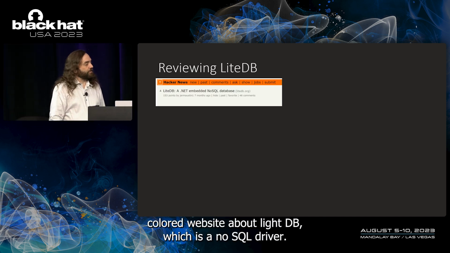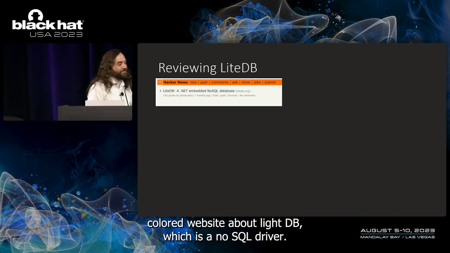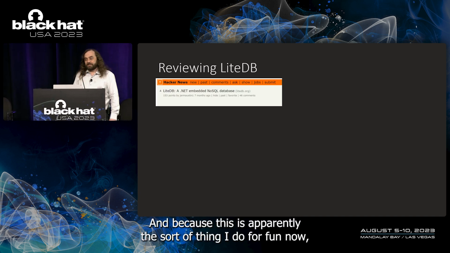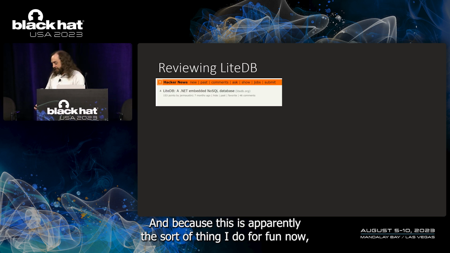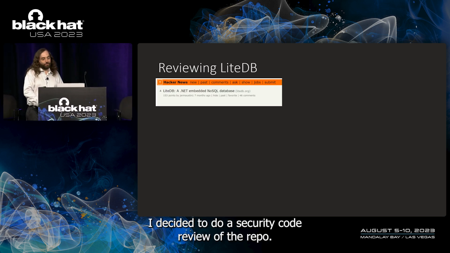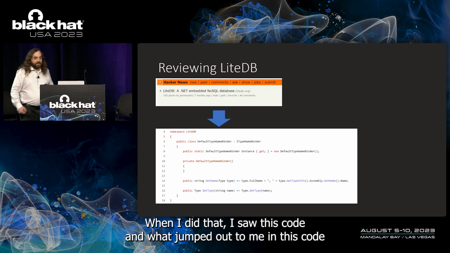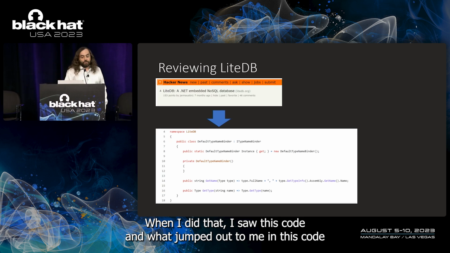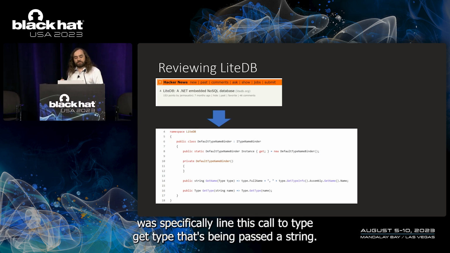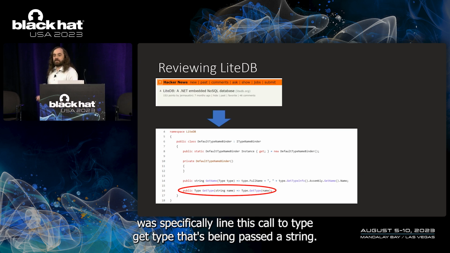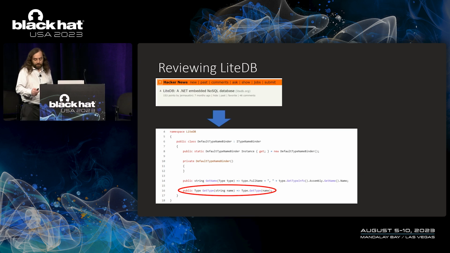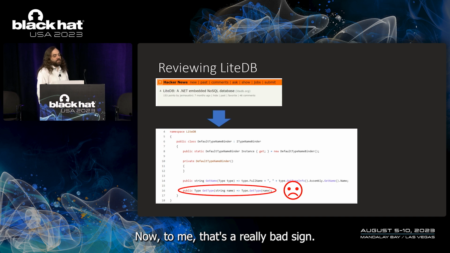So what got me started on the research that led to this talk was last fall, I saw an article on a certain orange-colored website about LiteDB, which is a .NET NoSQL driver. And because this is apparently the sort of thing I do for fun now, I decided to do a security code review of their repo. When I did that, I saw this code. And what jumped out to me in this code was specifically this line, this call to Type.GetType that's being passed a string. Now, to me, that's a really bad sign.